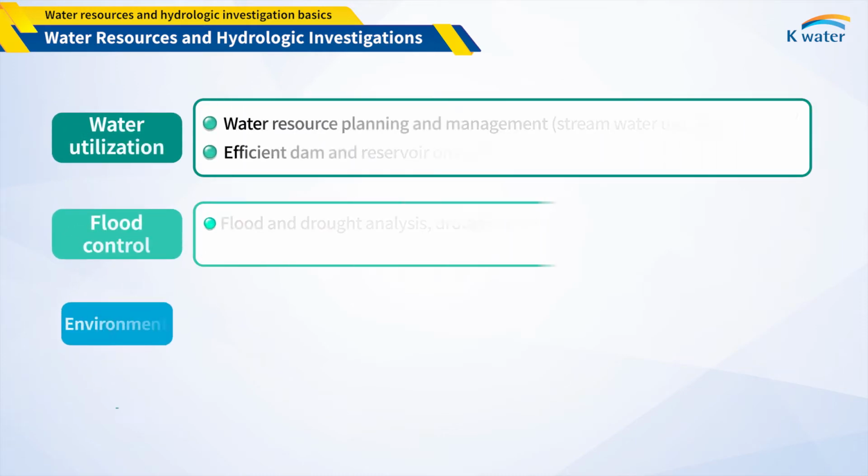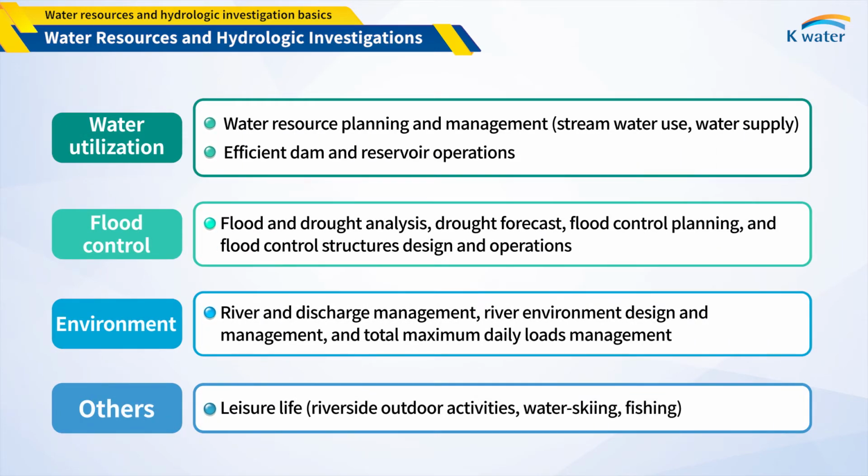So, how can the hydrological data be utilized? First, these are used for water resource planning and management, and the dam and reservoir operations and water utilization. These are used for flood and drought analysis, drought forecast, flood control planning, and flood control structures design and operations in water management. Also, these are used for river and discharge management, river environment design and management, and total maximum daily loads management in environmental management. Lastly, these can be used for leisure life, etc.